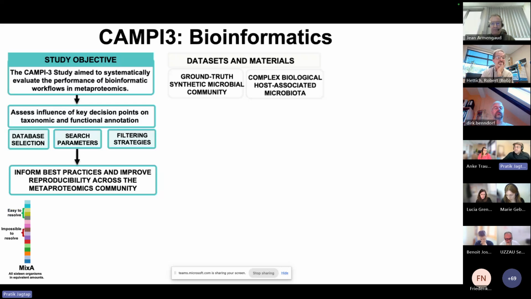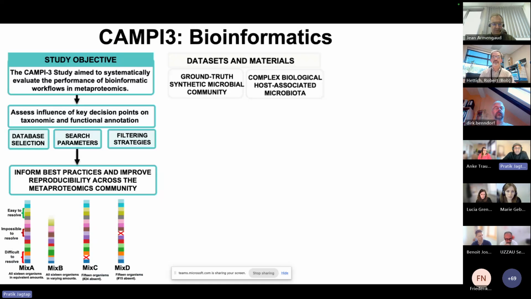There were two that were impossible to resolve, and three that were difficult to resolve. We collectively call these collisional pairs. Mix C had one of the species missing, and mix D had another species missing. There was also a mix B sample which had a similar number of species, but in unequal amounts.